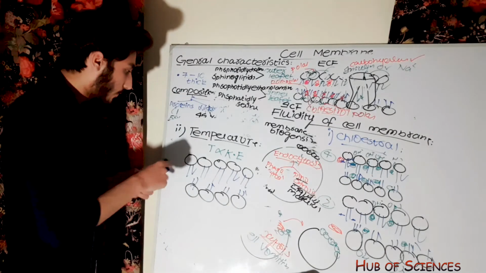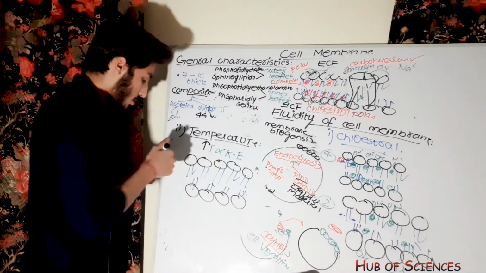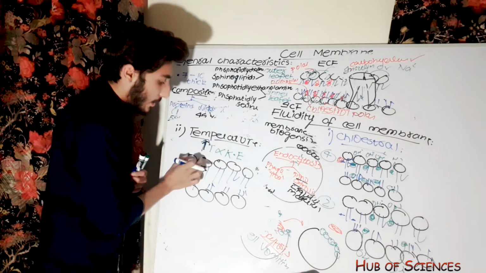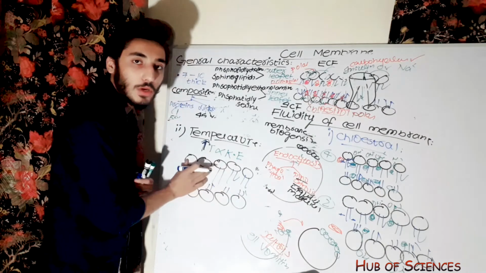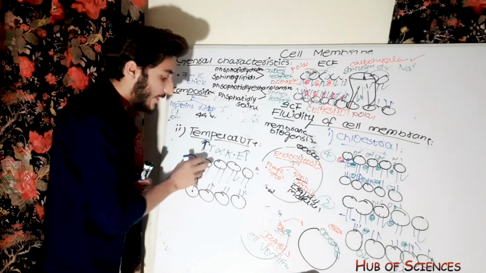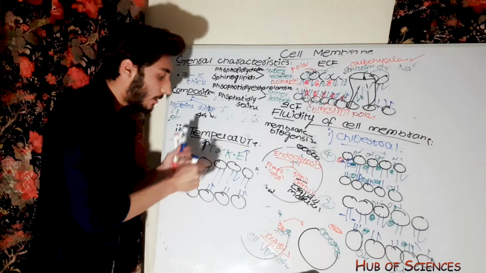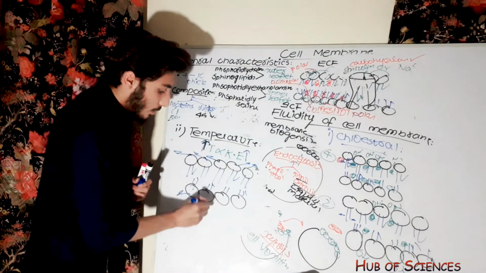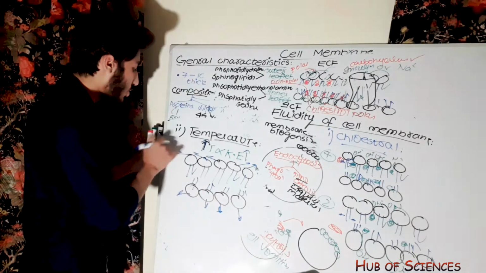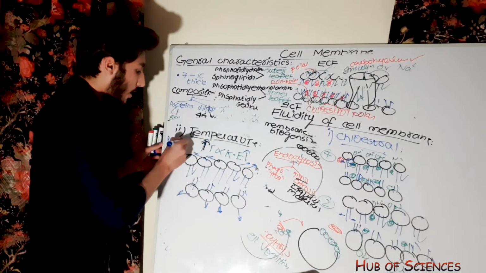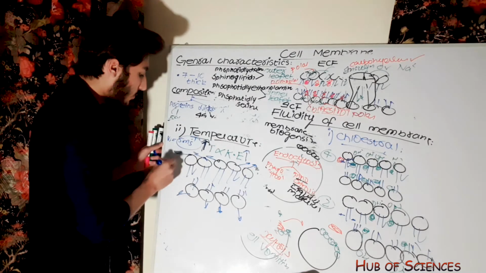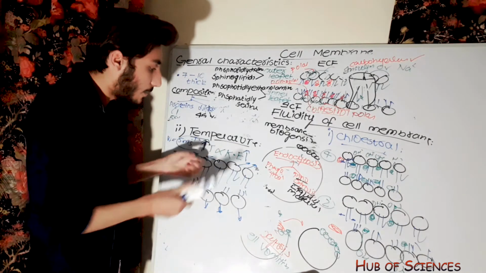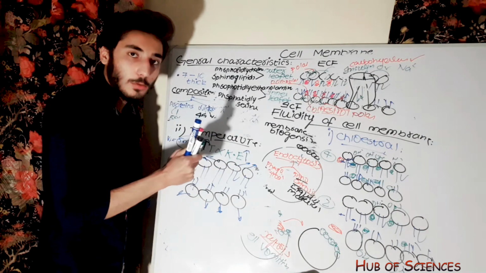Then if the temperature is increased, these are the phospholipid molecules. The kinetic energy of these phospholipid molecules will increase, so they will move faster, in this direction. Suppose their initial speed is 5 meters per second, but due to the increase in temperature, their speed becomes double, 10 meters per second. Why? Because due to the increase in temperature, the energy of the phospholipid molecules increases.